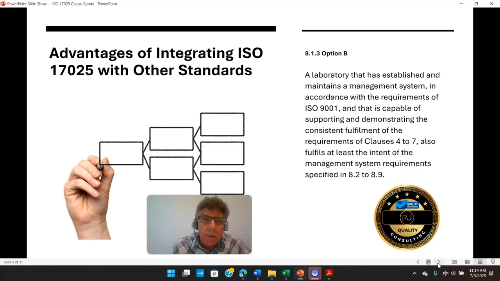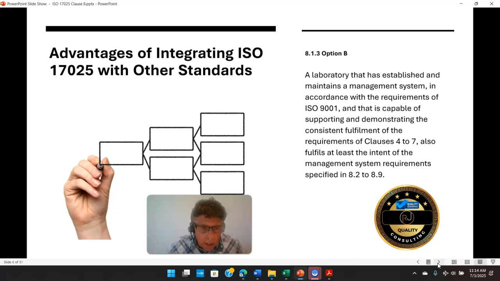So option B, section 8.1.3, essentially a laboratory that has established and maintains a management system in accordance with the requirements of ISO 9001 and that is capable of supporting and demonstrating the fulfillment of clauses 4 to 7 also fulfills at least the intent of the management system specified in sections 8.2 through 8.9. So if you are under option B, like I said, basically what will happen in practice is the auditor will spend less time in section 8.